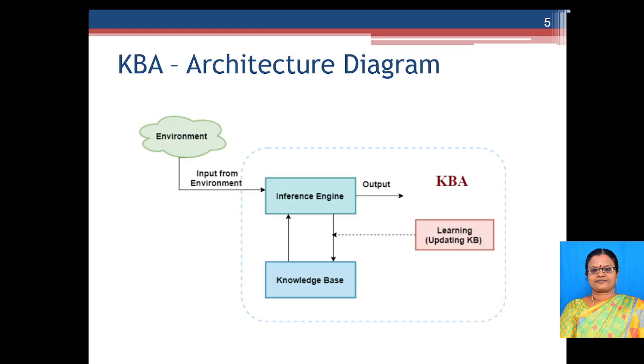then we can say that it is a knowledge-based agent. So this is the architecture diagram for a knowledge-based agent. Here we have the environment, and this is the knowledge-based agent. In it there is an inference engine and a knowledge base. Whatever the agent observes from the environment will be taken into the inference engine and it will be updated in the knowledge base also. So, based on the percept, it will take the decision and the output is given at the other side.